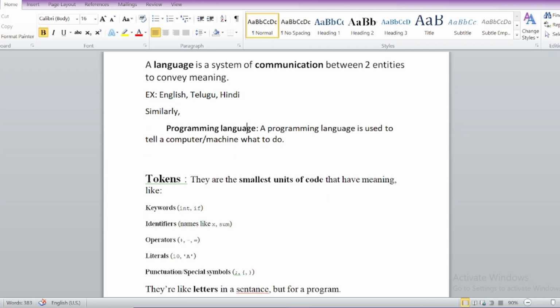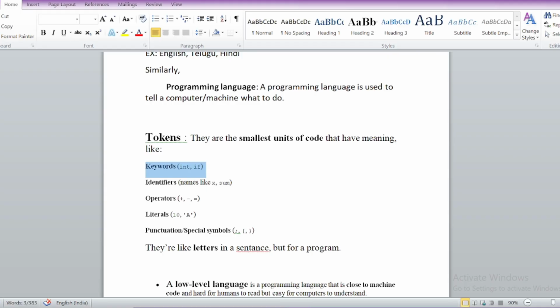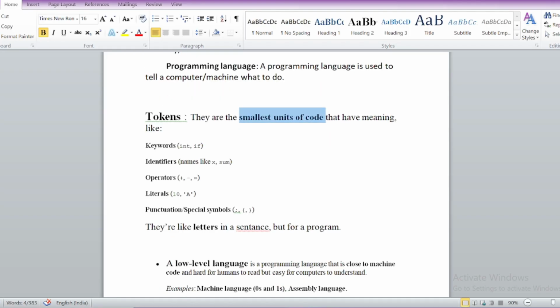Coming to tokens, tokens are the smallest units of code that have meaning, like keywords, identifiers, and operators, etc. They are like letters in a sentence. If you consider the English language, we have letters. In the same way, for any programming language, there are tokens that are the smallest individual units of code used to construct that code. So we use the tokens and form a programming language.